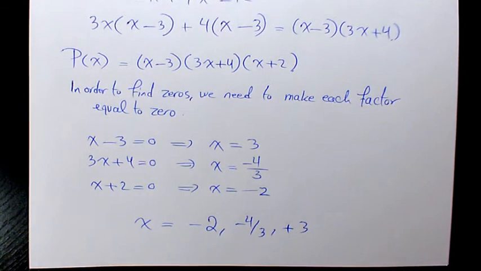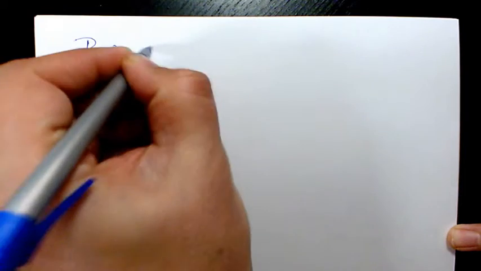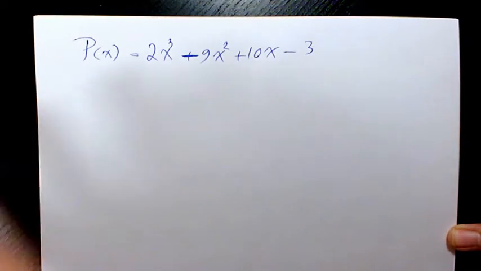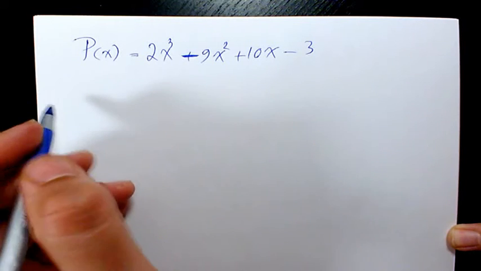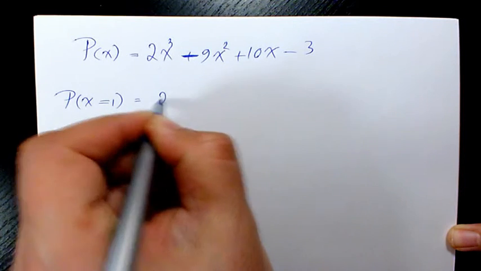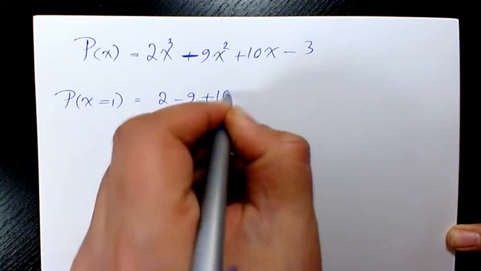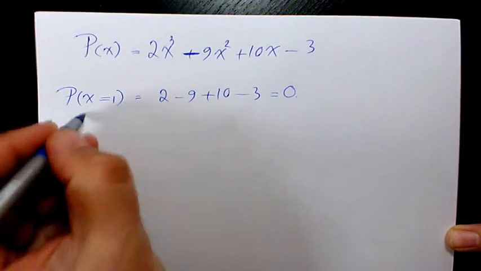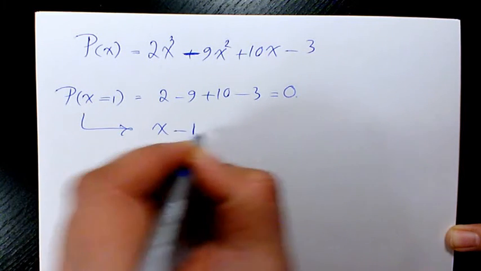Now let's look at the next example. Next example is p of x equals 2x cubed minus 9x squared plus 10x minus 3. So we need to see what number is going to work. I'm going to use x equals 1. So it's going to be 2 minus 9 plus 10 minus 3. That's going to be equal to 0. Very good. So one of the factors is going to be x minus 1.